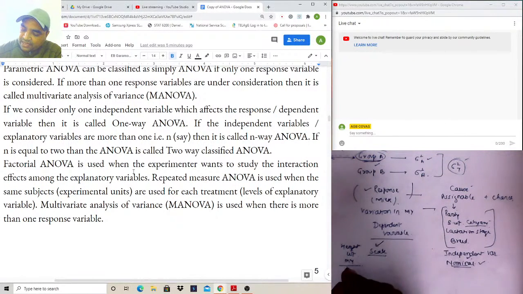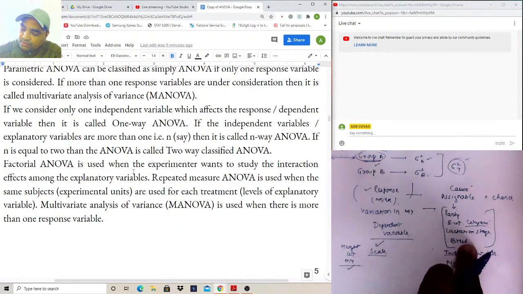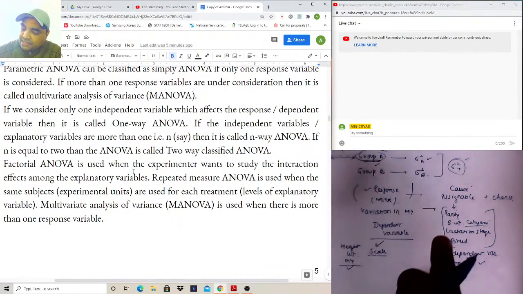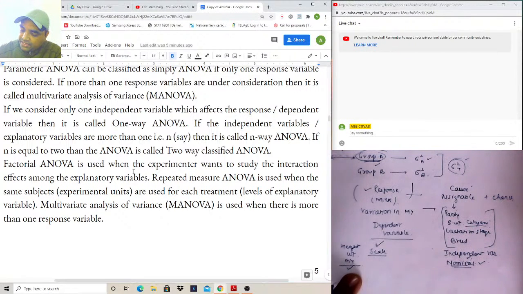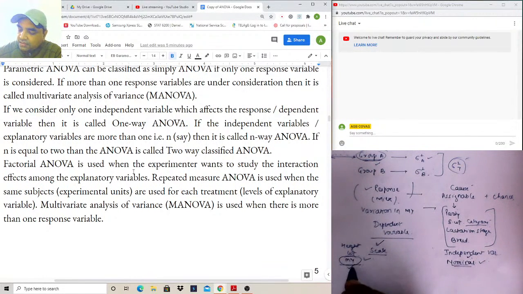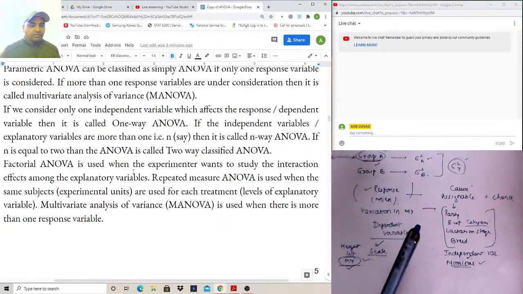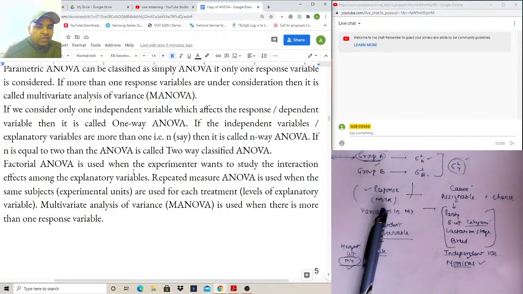That is the variation in the milk yield that is due to the breed, or variation in the milk yield that is due to parity, or variation in the milk yield due to the body weight. So when we take only one character, it will be simple ANOVA, and when we take more than one response variable, then it will be MANOVA, right? So this is what we are studying, right?